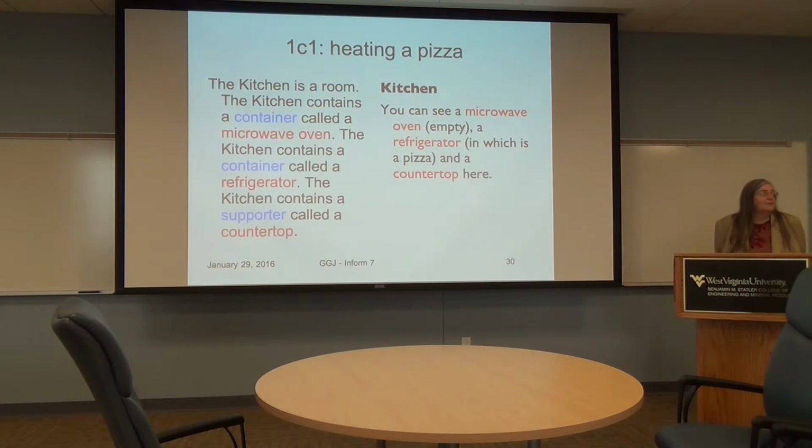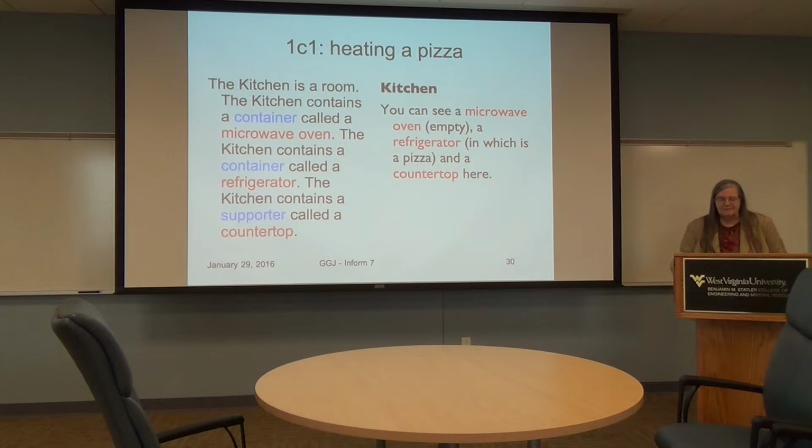Another kind of example, the kitchen is a room. The kitchen contains a container called a microwave oven. The kitchen contains a container called a refrigerator. The kitchen contains a supporter called a countertop. We have containers and supporters built into Inform 7.